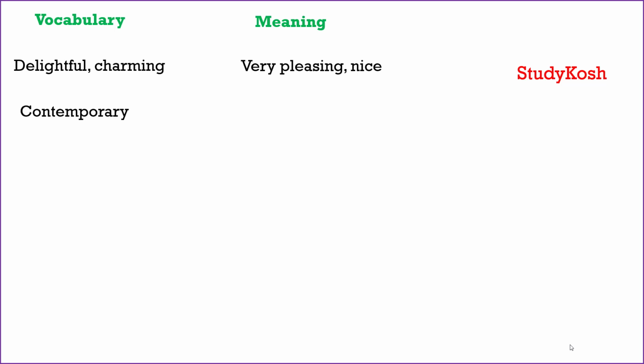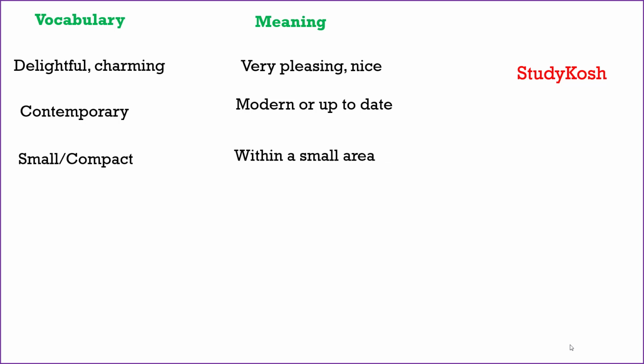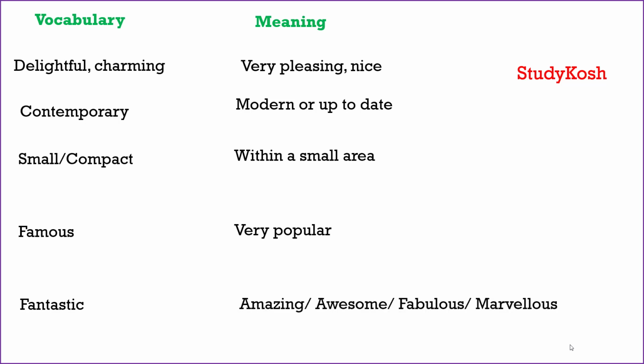Contemporary. This is a word very often used for historical places, which means modern or up to date. Small or compact: if the place you are talking about is located in a small area, then you can use the word small or compact. Famous, that is very popular. Fantastic, again a very simple word. Amazing, awesome, fabulous, marvelous, these are all synonyms.